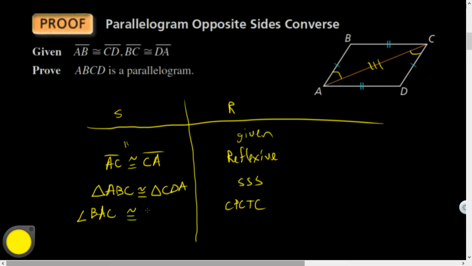So angle BAC is congruent to angle DCA by CPCTC. I also could similarly say that this angle is going to be congruent to that angle. So that's DAC congruent to angle BCA for the same reason, CPCTC. How is that going to help me prove parallel sides?